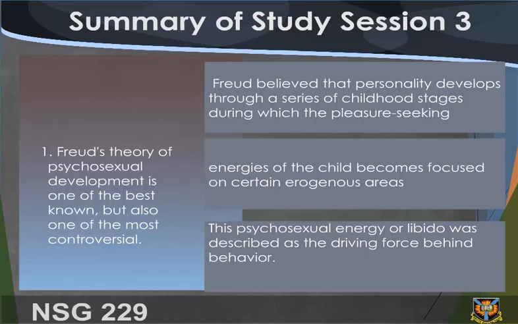Summary. 1. Freud's theory of psychosexual development is one of the best known, but also one of the most controversial. Freud believed that personality develops through a series of childhood stages, during which the pleasure-seeking energies of the child become focused on certain erogenous areas. This psychosexual energy or libido was described as the driving force behind behavior.